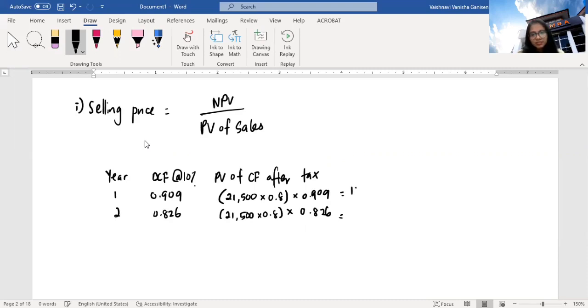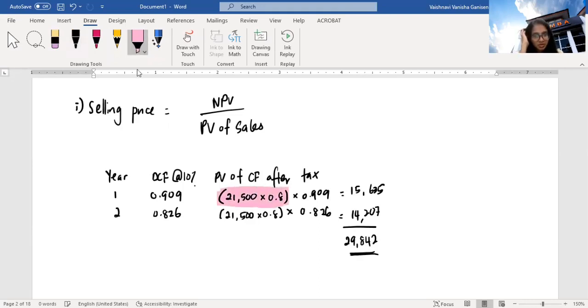So this is 15,635. This is 14,207. So the total present value of cash flow is 29,842. Okay, guys, I just want to explain about this.